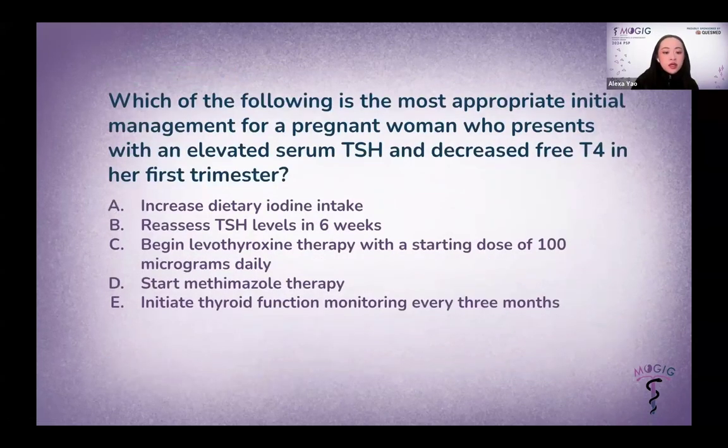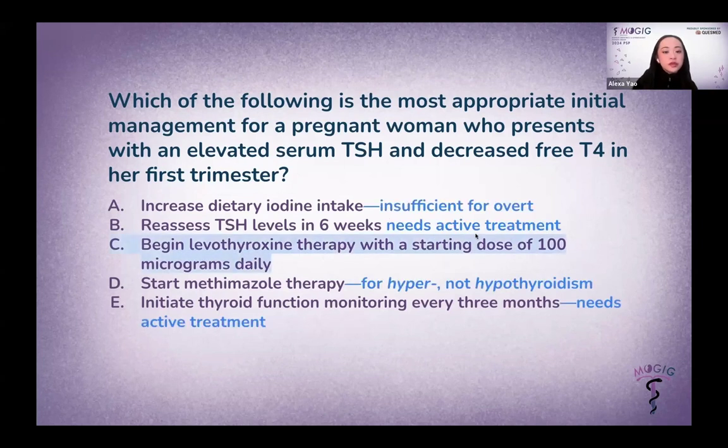Okay, next question. Which of the following is the most appropriate initial management for a pregnant woman who presents with an elevated serum thyroid stimulating hormone and decreased free T4 in her first trimester? Is it A, increase dietary iodine intake; B, reassess TSH levels in 6 weeks; C, begin levothyroxine therapy with a starting dose of 100 micrograms daily; D, start methimazole therapy; or E, initiate thyroid function monitoring every 3 months without starting medication? Again, please pause if you'd like a moment to think about it.